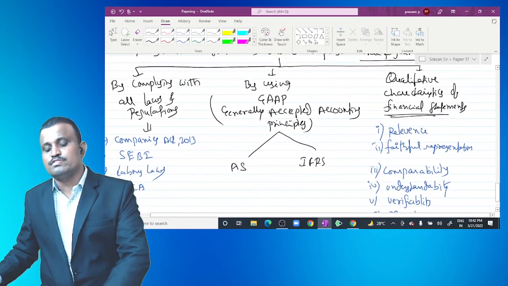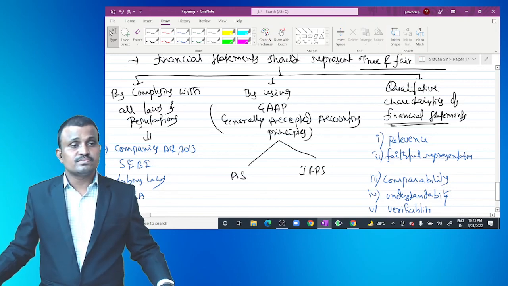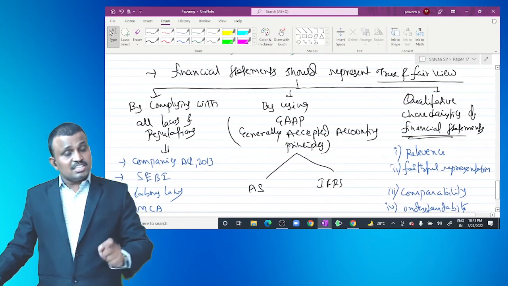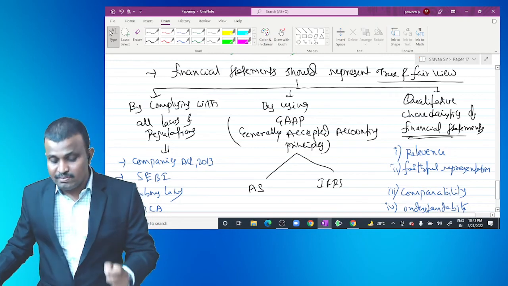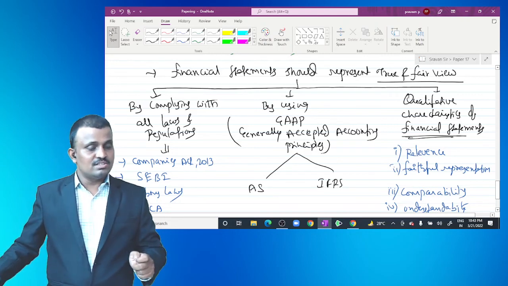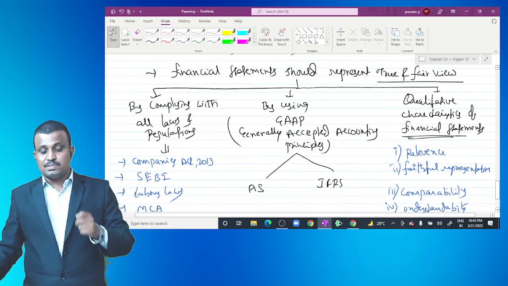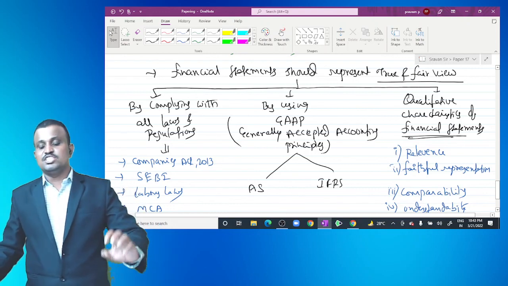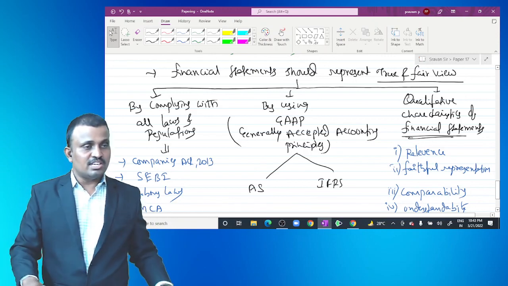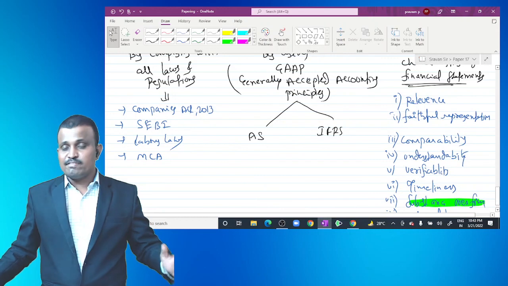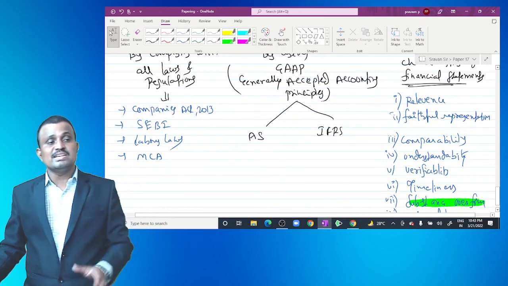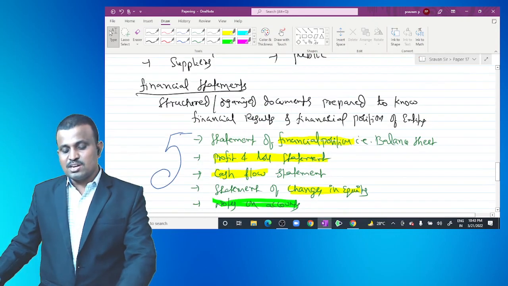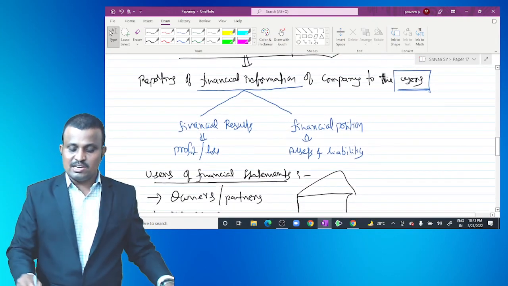If these features are followed, then the financial statement represents a true and fair view. The financial statement represents a true and fair view when it is prepared by complying with all laws and regulations, by using GAAP, generally accepted accounting principles, and represents the qualitative characteristics of the financial statements: relevance, faithful representation, comparability, understandability, verifiability, timeliness, substance over the form, and materiality. So this is a brief introduction about CFR, corporate financial reporting. Okay.